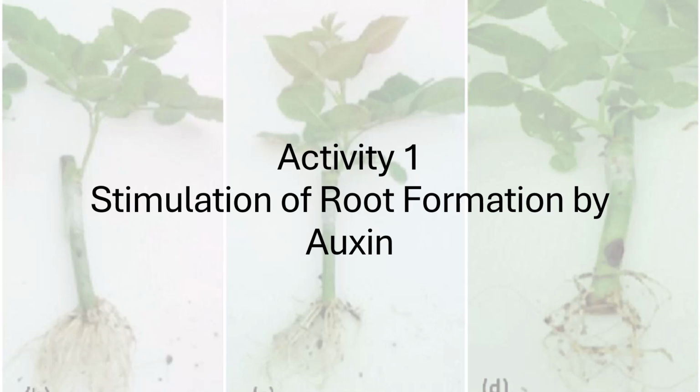In this first activity, we're going to look at how auxin influences root formation, specifically adventitious roots, roots that form from stems or other non-root tissues. This is the same principle that's used in plant propagation when growers apply rooting hormone to cuttings.